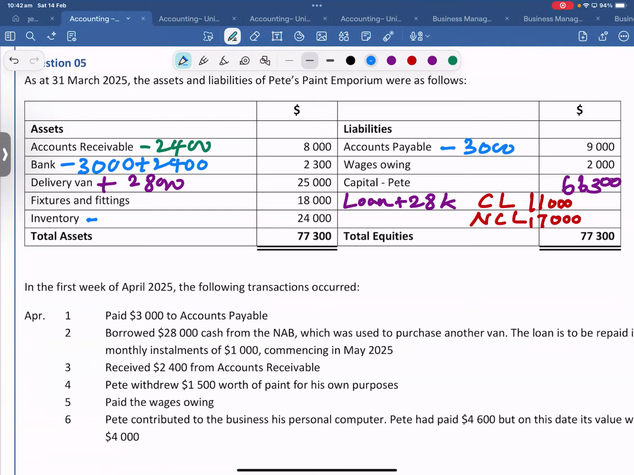So then your inventory is decreasing because his business is spent. He withdraws some payments, 1,500. Maybe your bank. No, it's not bank. Why? See, Pete withdrew. Oh, with a pay. Yeah, pay means the inventory.